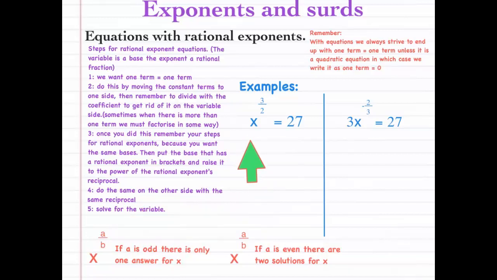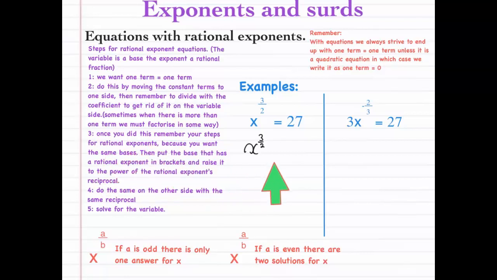Now let's see. Here we have one term, and there's nothing else I can do. Now we have the base of x with the rational exponent 3 over 2. So basically, there was no step 1 because it's already one term. There was no step 2, right? Now we go to step 3. Once you did all this, which there wasn't, remember your steps for rational exponents, because you want the same bases, right?